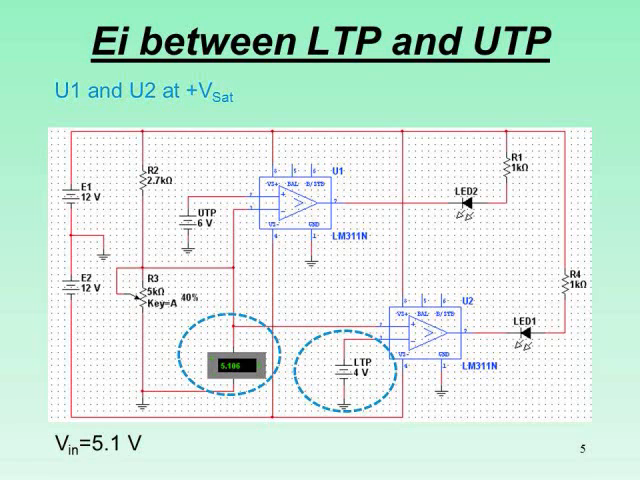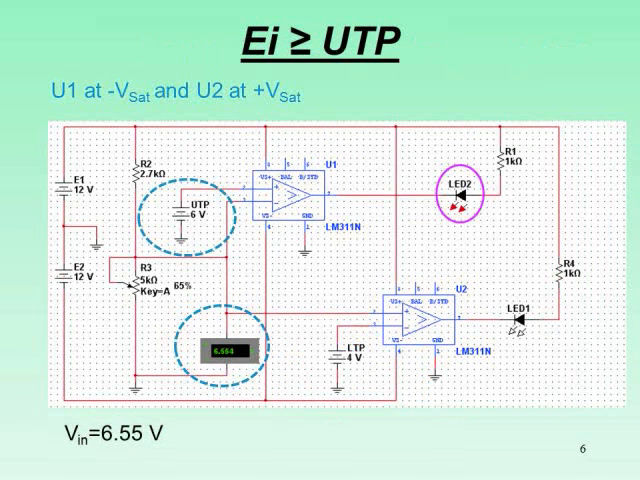So in this situation, we have the input EI between the lower trigger point and the upper trigger point. In this case, the output of both comparators is high. So that means both LED1 and LED2 are turned off. They're reverse biased. Now EI is increasing, so EI is now just equal to or just slightly exceeds the upper trigger point.